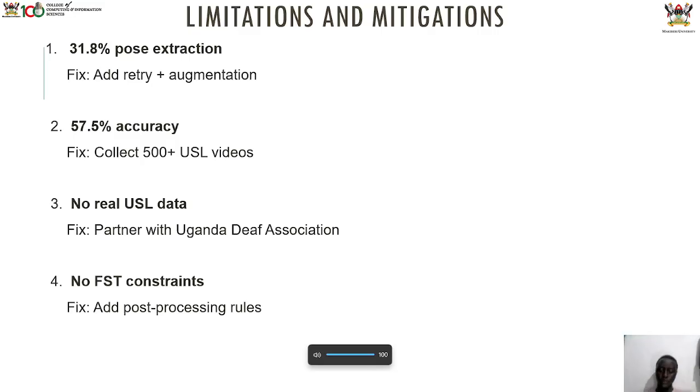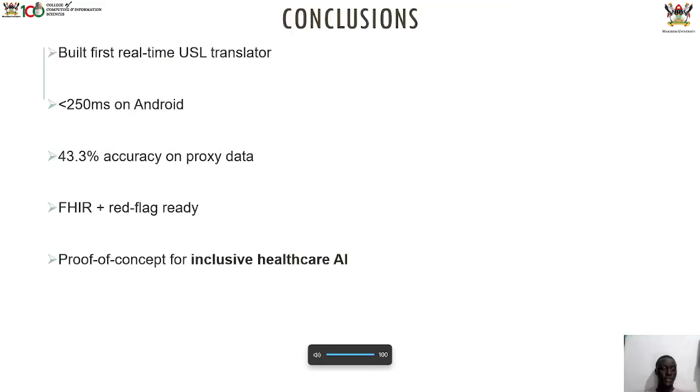So we successfully built the first real-time Uganda Sign Language translator for medical use. It runs very well at 250 milliseconds with 43.3% accuracy, which supports the FHR and red flag alerts, showing great promise for inclusive healthcare AI.